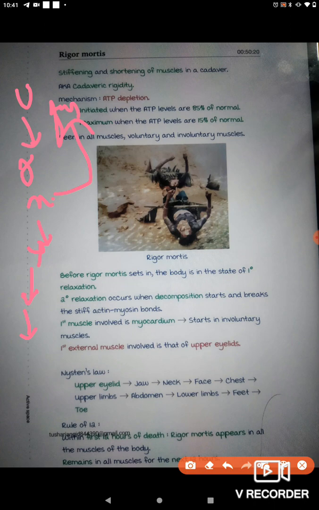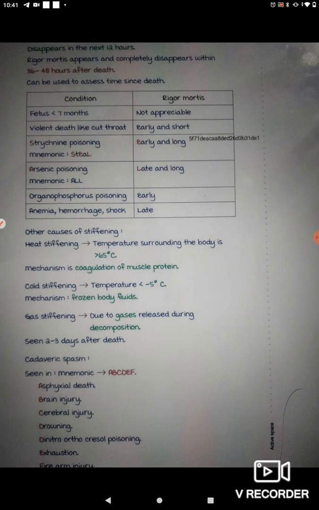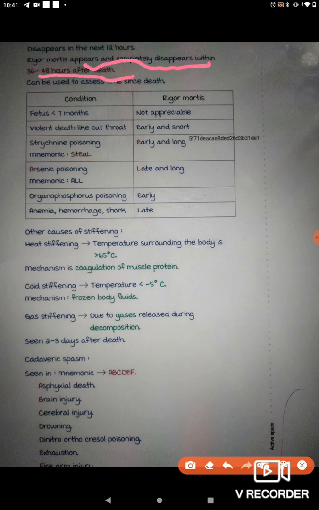So there is the rule of 12 with rigor mortis. In the first 12 hours rigor mortis appears in all muscles. In the next 12 hours rigor mortis remains in all muscles, and in the next 12 hours rigor mortis disappears from all the muscles in the body. Within 36 to 48 hours, rigor mortis appears and completely disappears. A fetus of less than 7 months does not show rigor mortis.